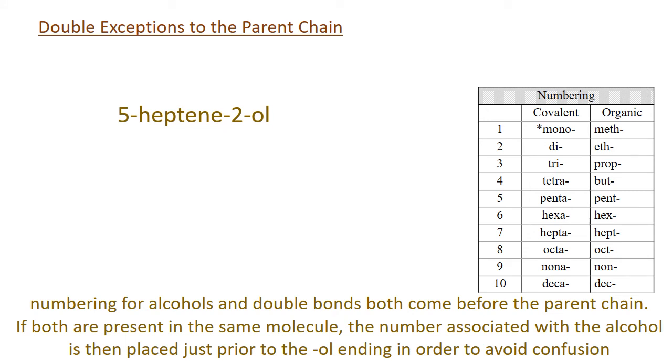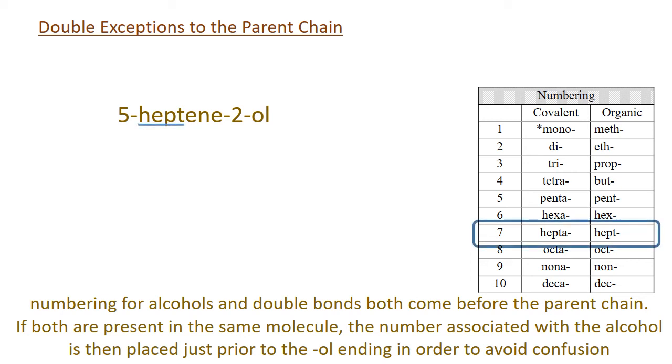5-heptene-2-ol. Now numbering for alcohols and double bonds both come before the parent chain. If both are present in the same molecule, the number associated with the alcohol is then placed just prior to the OL ending in order to avoid confusion.